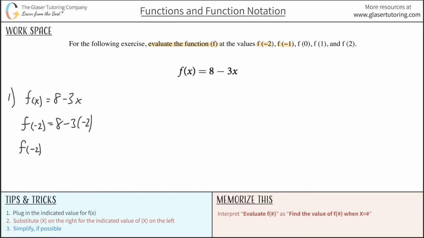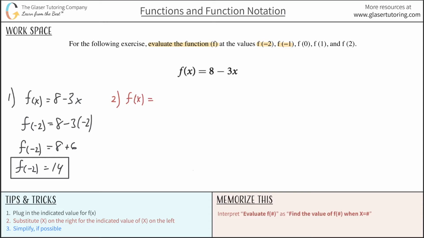By the way, there's nothing to simplify in f of x itself. Think of it as a single variable, like a y, or an a, or a b, or a c, or whatever your favorite letter is. So now when we simplify on the right-hand side, -3 times -2 is now +6. So this reduces to 14. Anyway, next one, rewrite it.